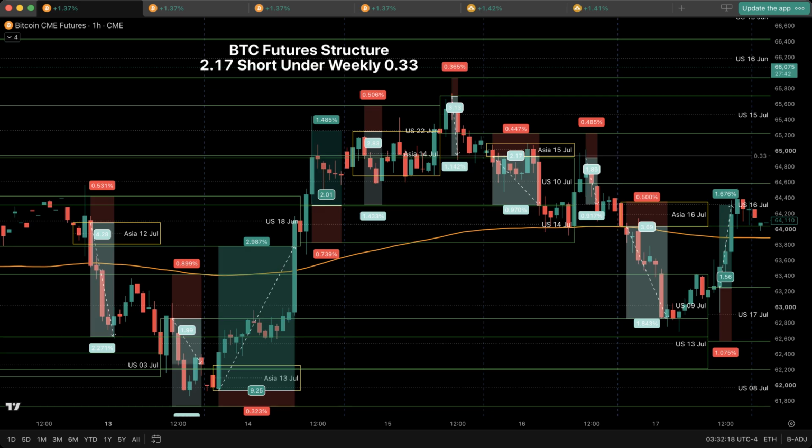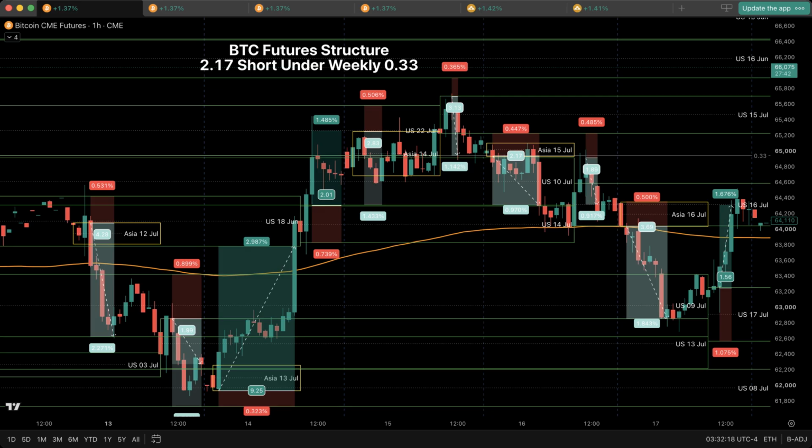So price is not sitting on one line. It is sitting on several lines at once. June 22nd U.S. lower memory. July 10th U.S. upper memory. Weekly 0.33. That creates a crowded zone. A crowded zone can look strong, but it can also trap late buyers. When price cannot move away from that zone, reaction speeds up. Distance becomes shorter. Continuation fails earlier.